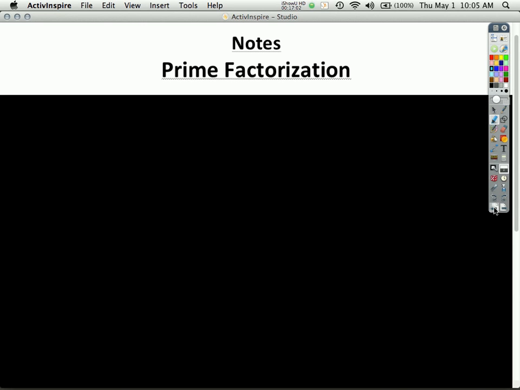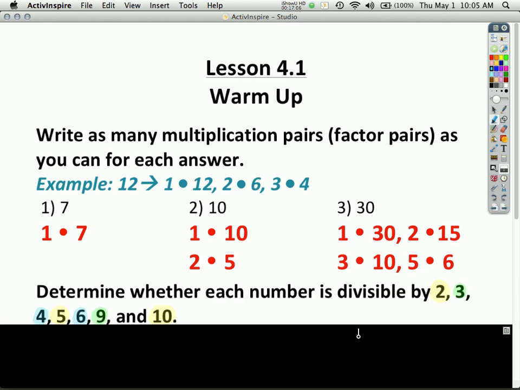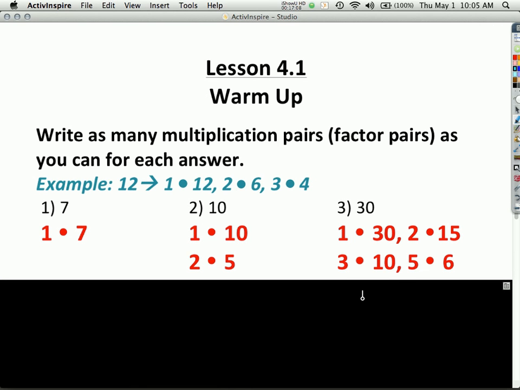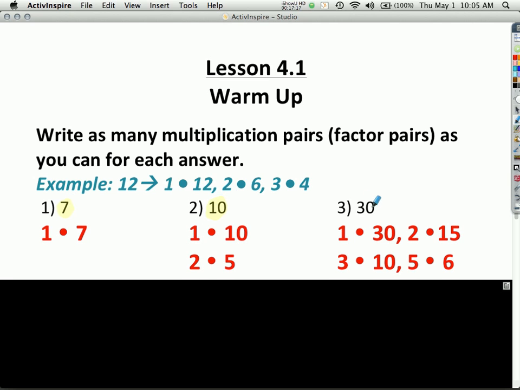Let's rewind for a second. Let's look at these top 3 questions. Can anyone tell us anything about these 3 numbers? The number 7, the number 10, the number 30? Nolly?